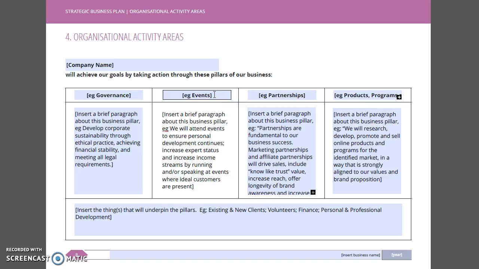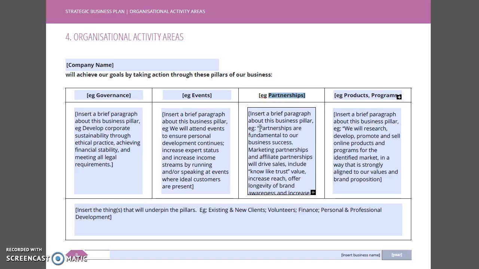If you're looking at events as being the opportunity to launch, say, a book or a product or a program, or to increase your profile, then events might be one of your pillars. It might also be running events. Now, the other one that I have is partnerships. Partnerships is one of my 4 pillars.